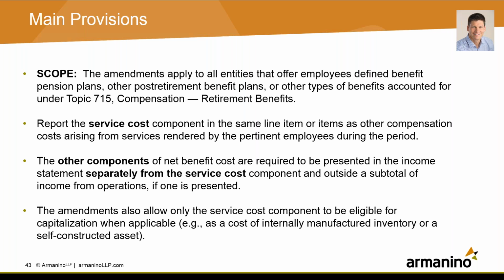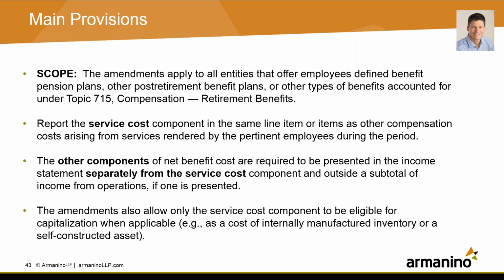And so effectively what that says is take the service cost component, and wherever that employee resides, so if you've got a research scientist and the compensation for that employee is running through your R&D line item, then you need to take a look at the service cost attributable to that individual and make sure the service cost is running through the same line item. So again, in that example, the R&D scientist runs his service cost component through there. Now all the other components of the net periodic pension cost are going to be required to be presented in the income statement separate from the service cost, and outside of your subtotal for income from operations.